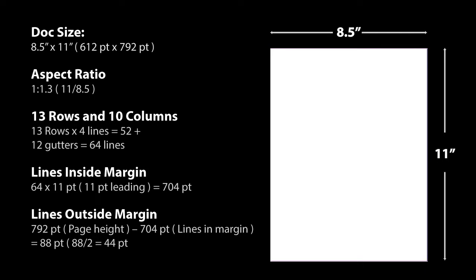88 is the leftover point amount we have outside of our margins, so all I'm going to do is divide that by 2, which leaves me 44 points, and that is how I'm going to distribute my top and bottom margins. Now let's head over to InDesign and apply these calculations to our document.